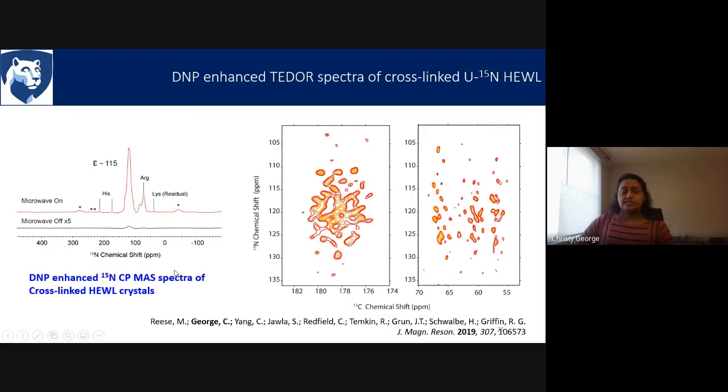But still, with the sensitivity available with DNP, we could collect a 2D spectrum where we got a correlation between the carbon and the nitrogen 15. And this experiment was not that long. It was just a 2-day experiment. Without DNP, we could have spent months to get such a spectrum.